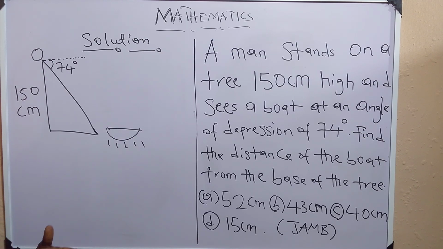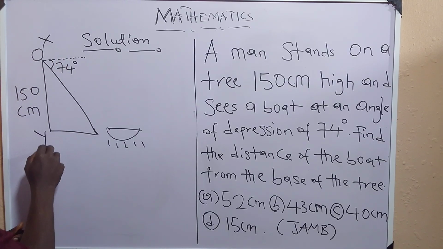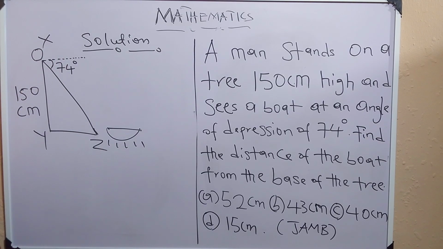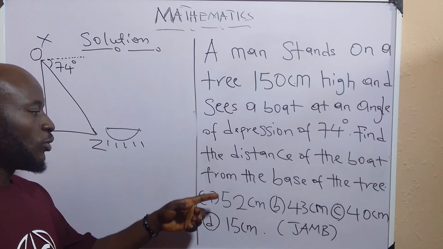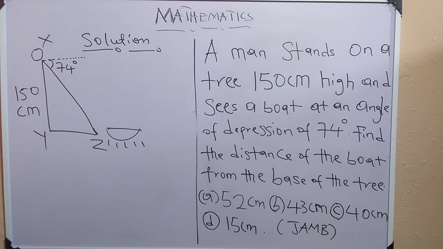But for convenience sake, let's just represent it with X, Y, Z to make it easier for us to solve. We are looking for the distance of the boat from the base of the tree. That is YZ is what we are looking for.